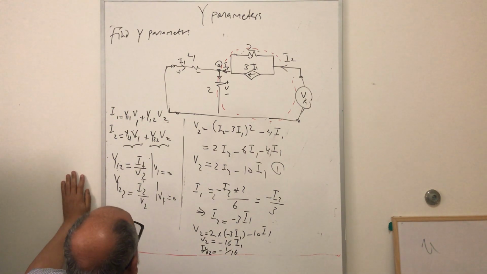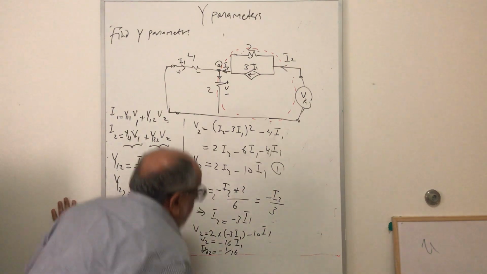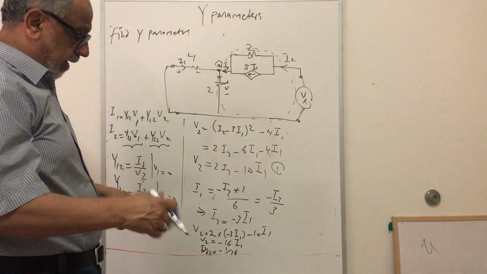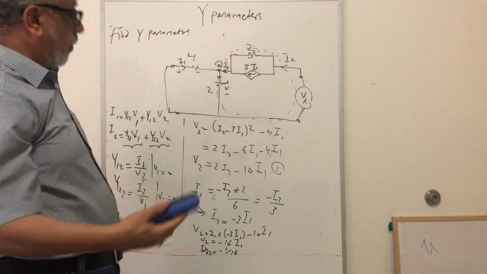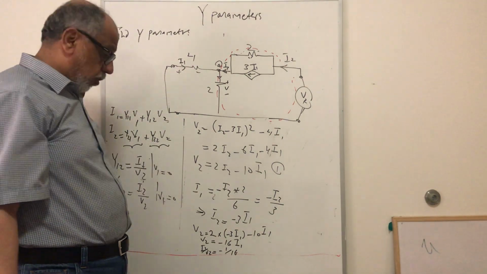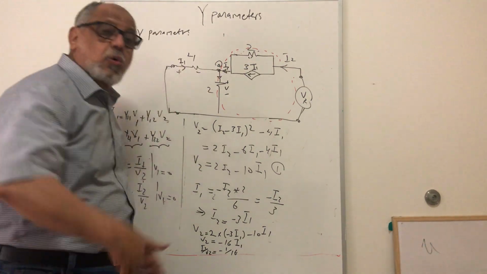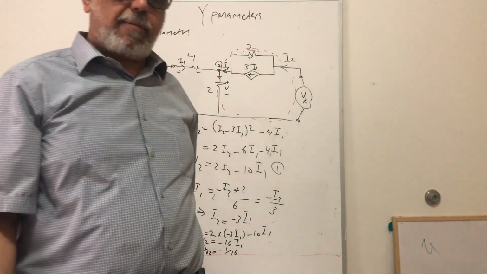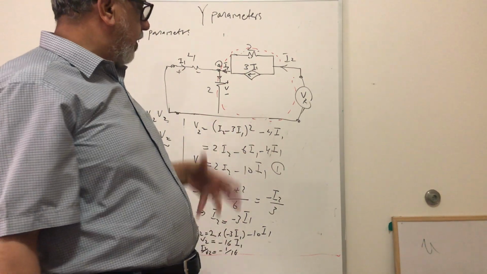So this is the last part here. So this is how to find Z and Y parameters whenever you have two-port networks. I hope you understand this, so you can just practice this type of questions to find the parameters.